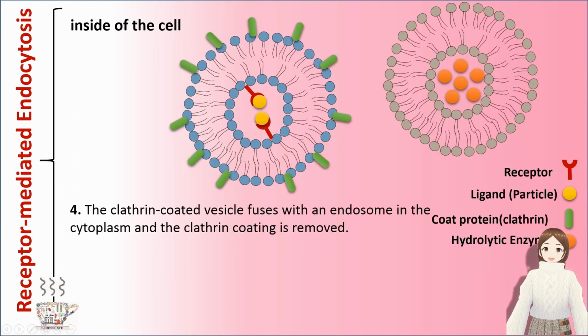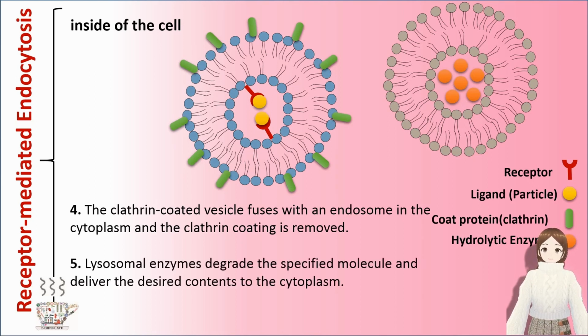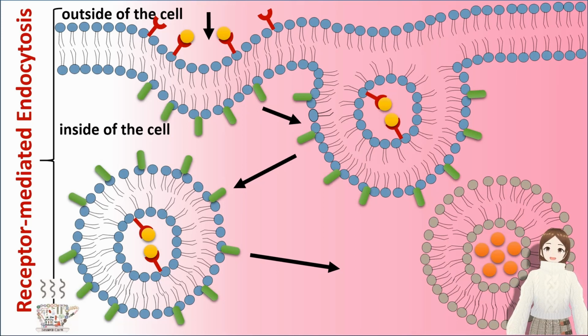The clathrin-coated vesicle fuses with an endosome in the cytoplasm and the clathrin coating is removed. And finally, lysosomal enzymes degrade the specified molecule and deliver the desired contents to the cytoplasm. You can see here all steps of receptor-mediated endocytosis together.